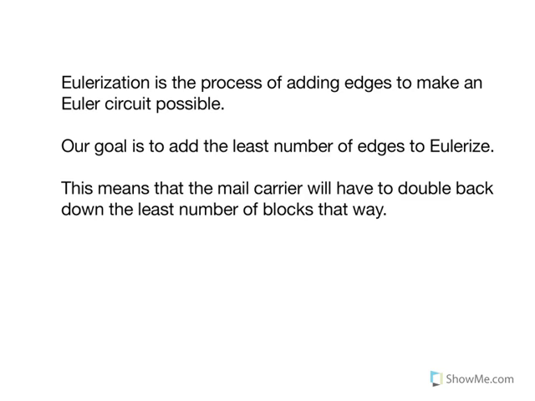Eulerization is the process of adding edges to make an Euler circuit possible. This is when a graph doesn't have an Euler circuit and we're trying to make one. Our goal is to add the least number of edges to Eulerize the graph. This means that the mail carrier will have to double back, but they will be having to go back down the least number of blocks.